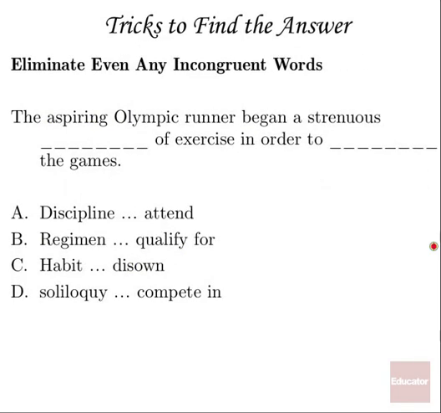Great thing to do is to actually do this. Eliminate any incongruent words. This is why the answers that have two are easier, because you just find one incongruent word and you know you can cross it out and you don't have to worry about the other one. So let's read this sentence real quick. The aspiring Olympic runner began a strenuous blank of exercise in order to blank the games. Now, when we're talking about the games and we're talking about Olympic runners, there's no confusion about what games we're talking about. Not the Hunger Games, we're talking about those gold medal games.